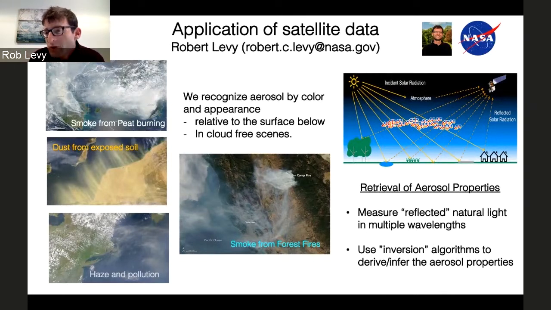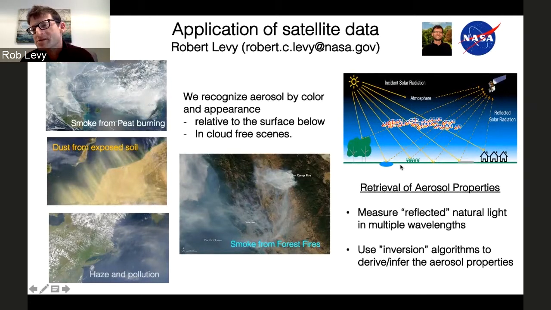So we use satellite data to do this, and I'm showing some visible images from satellites showing smoke. This was the smoke in Indonesia in 2015, huge amounts of smoke from peat burning fires. You can see dust, haze, and pollution. This is a recent California fire, the Camp Fire, the smoke. You can recognize these particles, the aerosol, by their color and appearance, and this is all relative to the surface below. And we can really only do this in cloud-free scenes.